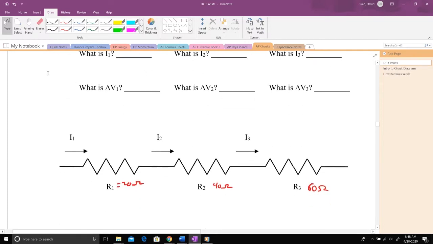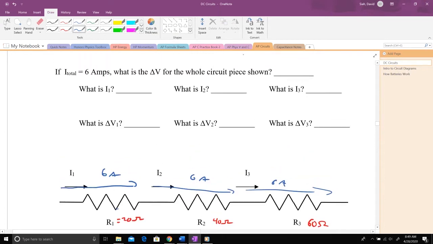Well, the key idea here is in series. We just said before that the current flowing through here is the same as the current that flows through here, the same as the current that flows through here. That's just 6 amps running through this whole mess, 6 amps the whole way. There's nowhere else for the charges to go. So I'm going to jump ahead and say this is going to be 6 amps, 6 amps, 6 amps.